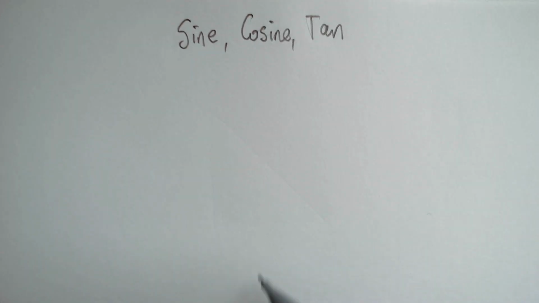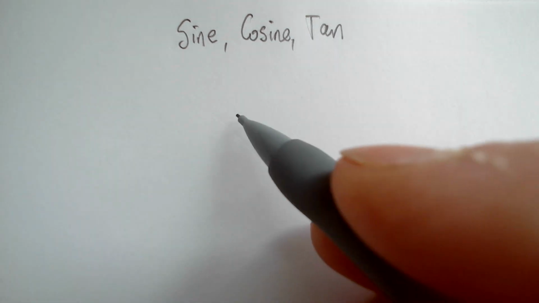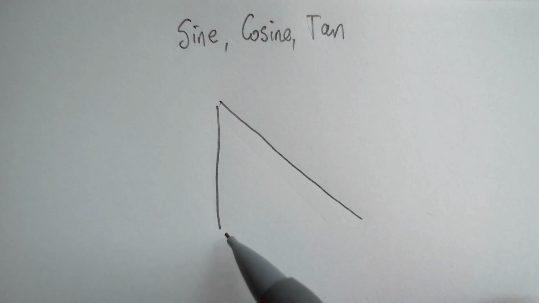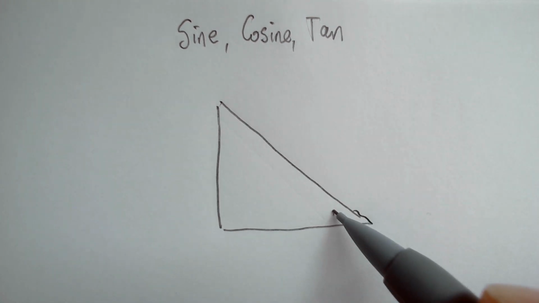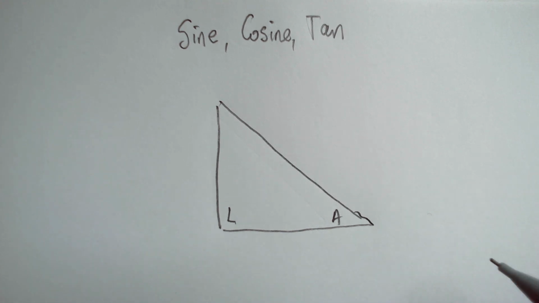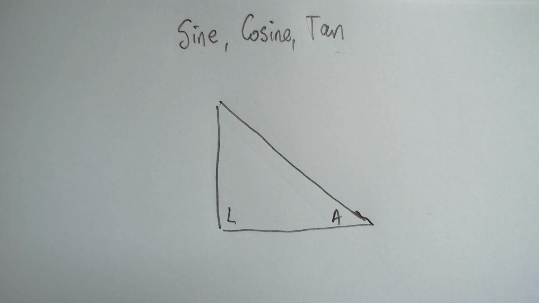Welcome to this video on sine, cosine and tan. These are three terms that we use to explain how the sides of a right angle triangle are related to one another. Okay, so we have a right angle triangle and then we have an angle A within that triangle. In this video, I'm going to explain these three terms, sine, cos and tan.